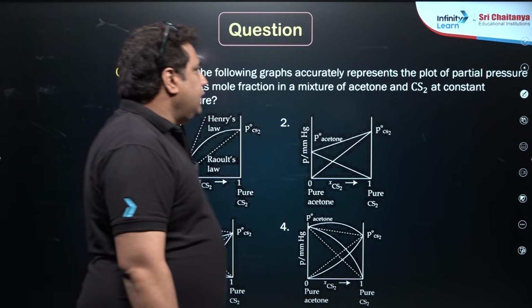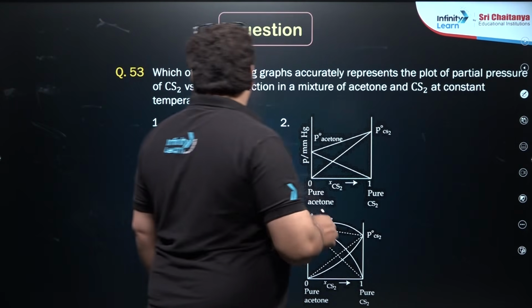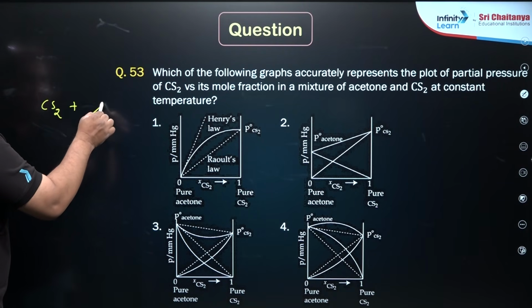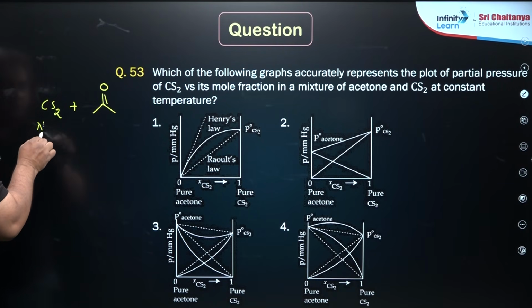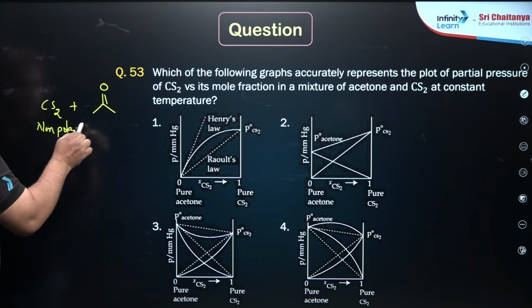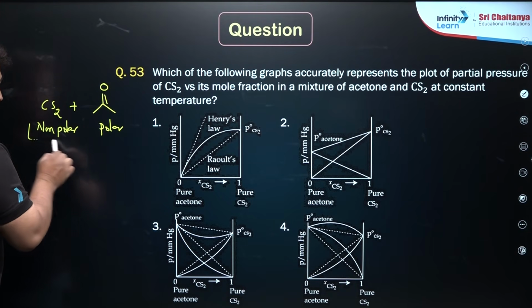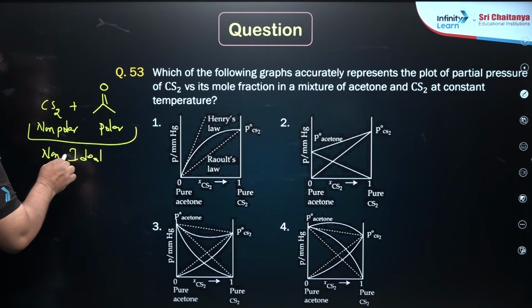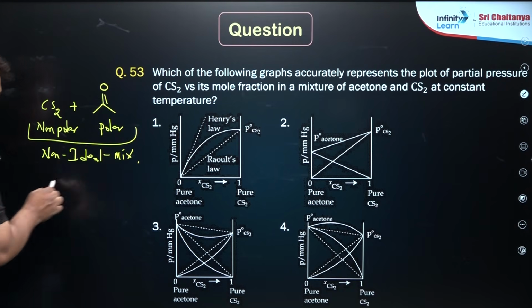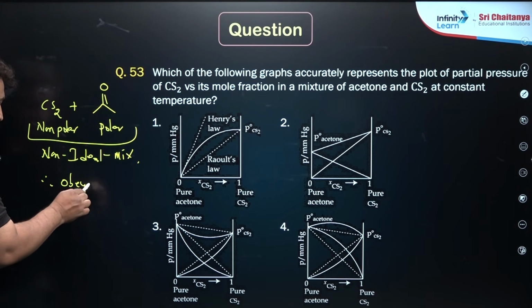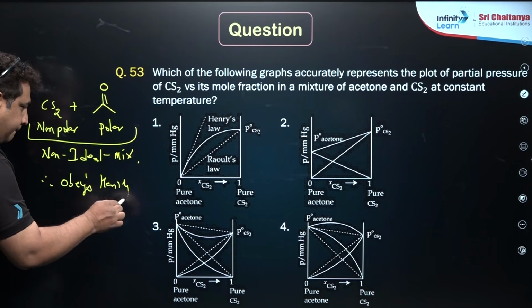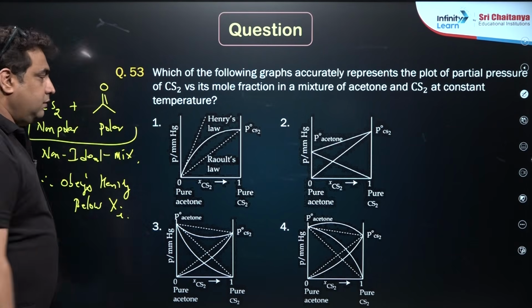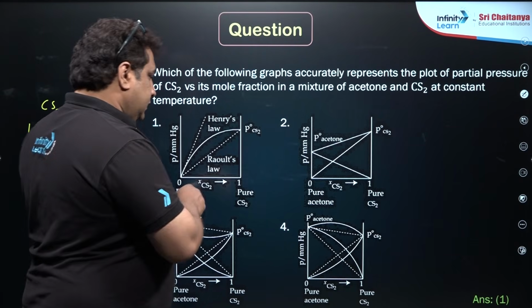In which of the following graphs accurately present the plot of partial pressures of carbon disulfide and mole fraction of mixture of acetone? So everybody can see carbon disulfide and acetone. So this is non-polar and this is polar. Now this will form a non-ideal mixture, right? Therefore it shows deviation from Henry's law, below the mole fraction of the individual, correct? Hence the option is the first one.